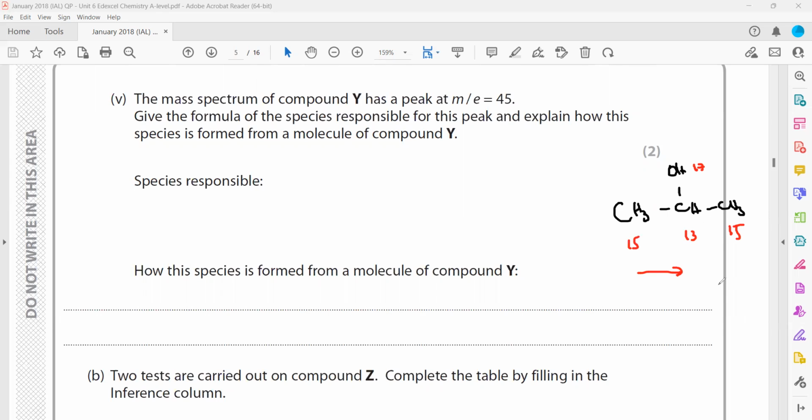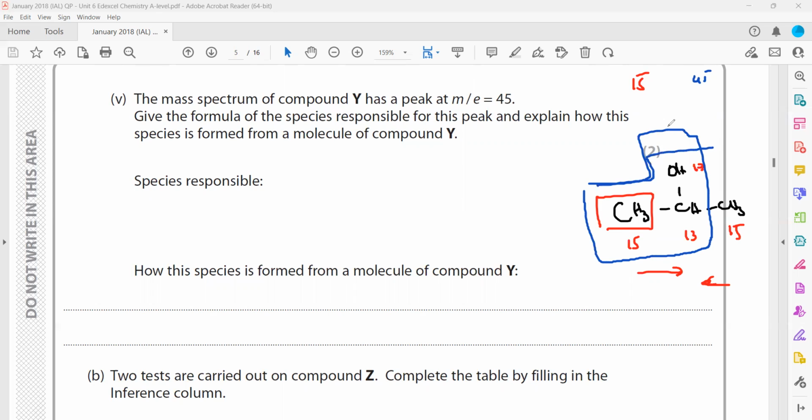If we break from left to right or right to left, it's symmetrical, so it will give the same result. So there will be a peak at 15. Or there might be a peak at 17 plus 13 plus 15, which is 45. And there might be a peak at the full molecule, 60. So three peaks will be there.